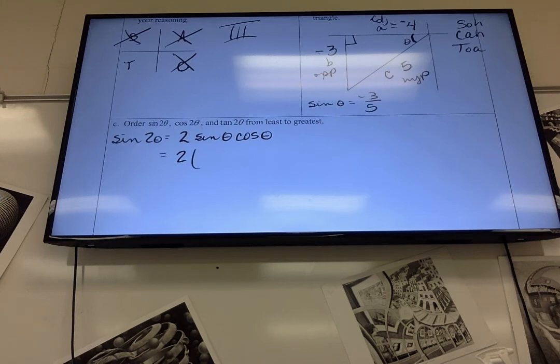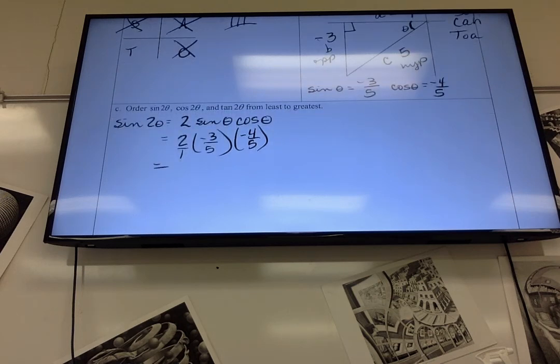Sine of theta is negative 3/5. What's cosine of theta? Negative 4/5. Very good. You can put that 2 over 1, do top times top, bottom times bottom, just all the way across. So that's positive 24 over 25.